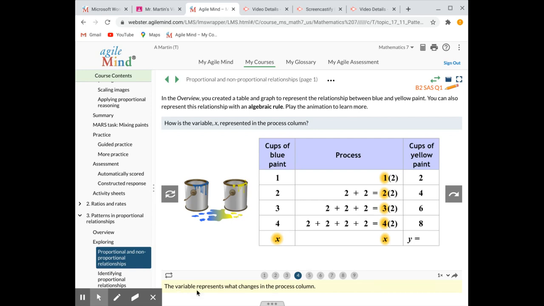So it says the variable represents what changes in the process column. And so Jamal said we're going to put X here and we need to multiply it by 2 to figure out how many cups of yellow paint there are. Remember that X is just a letter that stays in place of an unknown number. Okay?